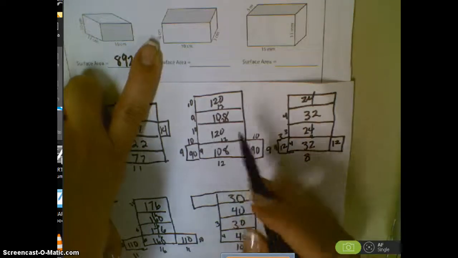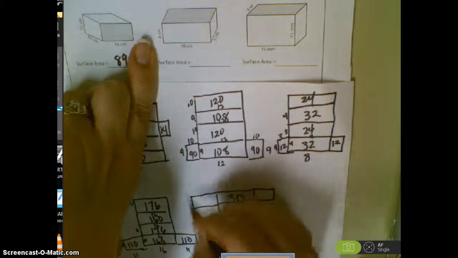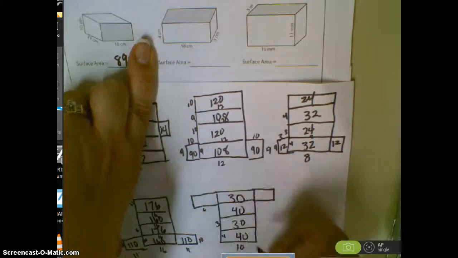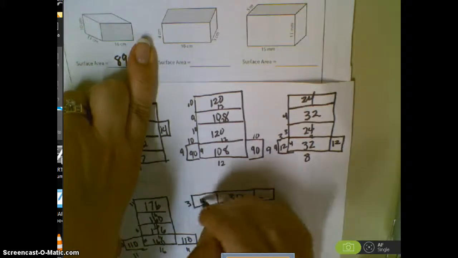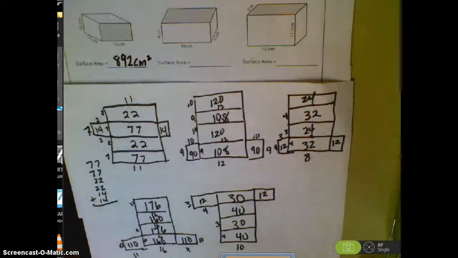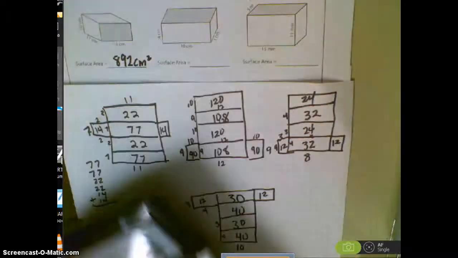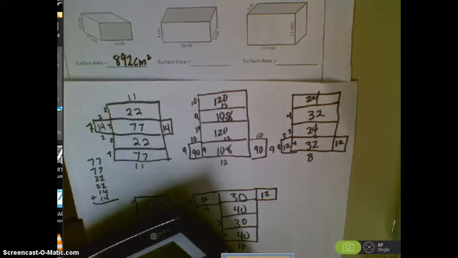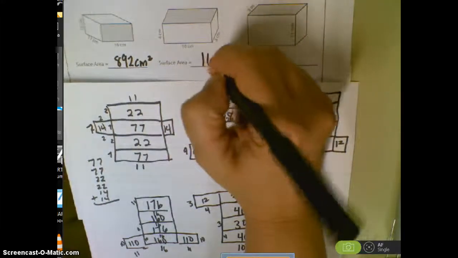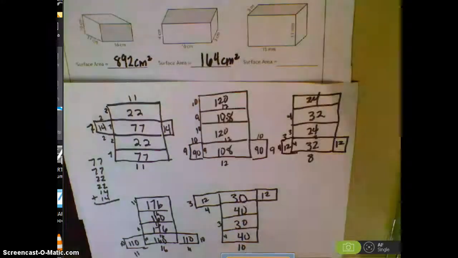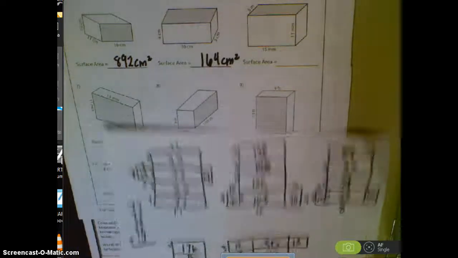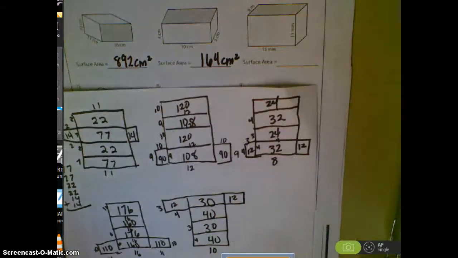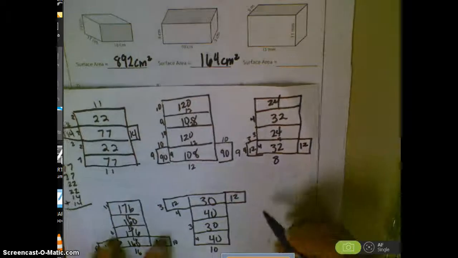And they look like they're going to be 4s and 3s. 12 and 12. Let's add these up. 40 plus 40 plus 30 plus 30 plus 12 plus 12 equals 164 centimeters squared. Now, 5th graders, if you can figure out another way to do this, you're welcome to try something different. This is just the way I'm going to have you work with it.